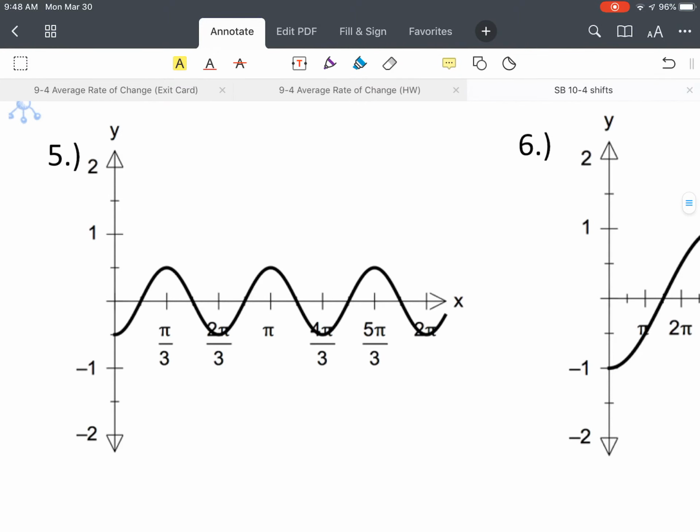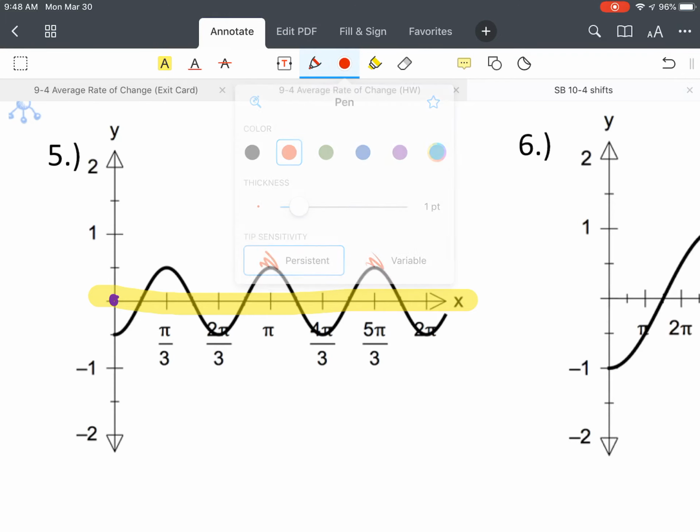Okay, so here we are at number 5. Let's find the midline. All right, so this amplitude looks like it's a half. And it looks like it is a cosine because it didn't start at the midline. If it was a sine, it would start where that purple dot is, but it's not. It's starting, I'll make it red, it's starting where this red dot is. So here is 1 cycle.